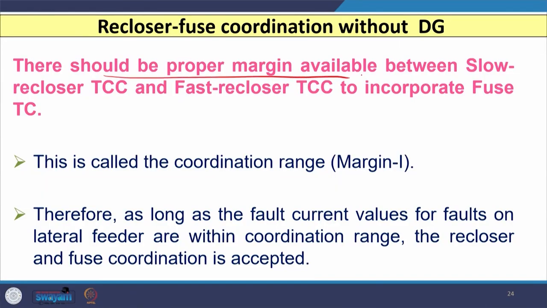So, what we want is that there should be some proper margin available between the slow recloser characteristic and the fast recloser characteristic to incorporate the fuse characteristic, and this is known as the margin. Therefore, as long as the fault current values for faults on the lateral feeder are within the coordination range, the recloser fuse coordination is accepted, that is, without DG. Even when you connect the DG, that margin may still be satisfied.